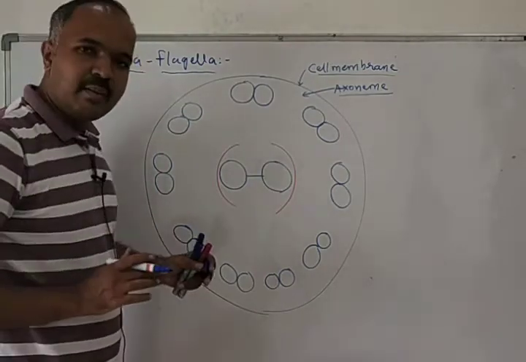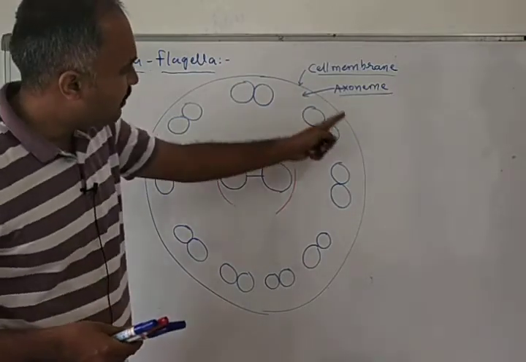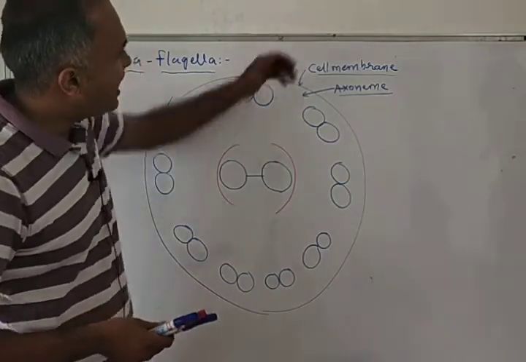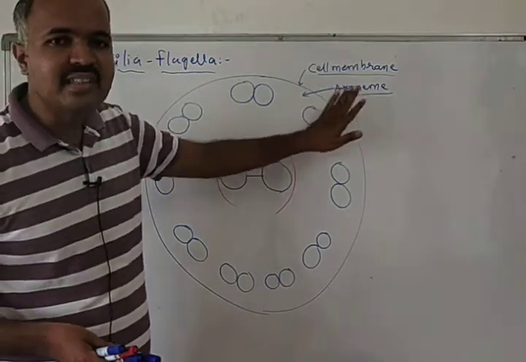So we are talking about the cross section of the cilia and flagella, and in that we said that the outermost part is known as cell membrane, and whatever parts are present inside the cell membrane are known as axoneme.